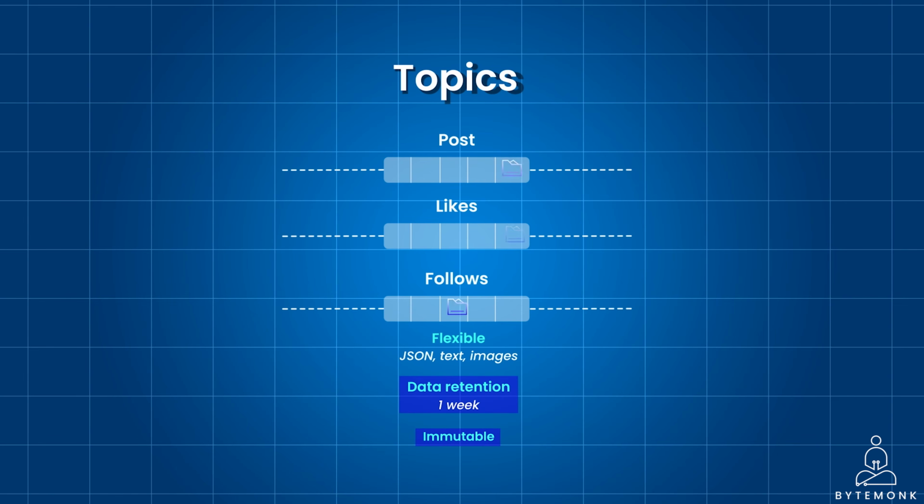Since data can't be changed, Kafka encourages event-driven architecture, that is, systems that react to events as they happen. Think real-time analytics or triggering notifications based on user actions. I will talk more on these concepts in my future videos, so stay tuned.